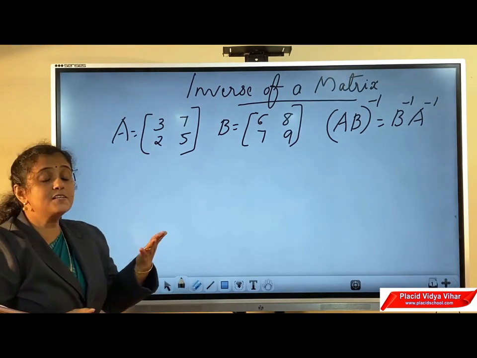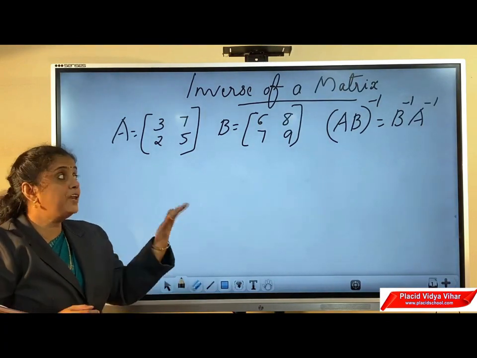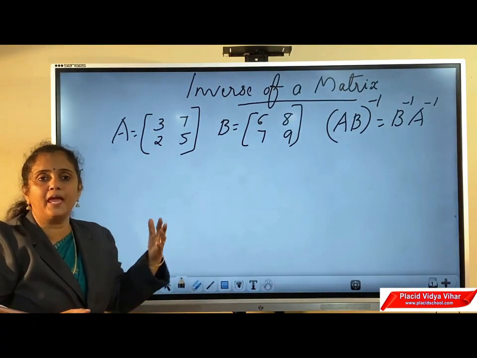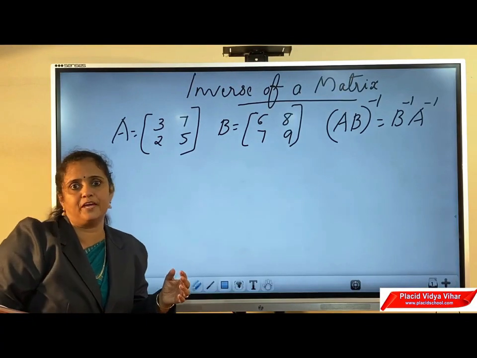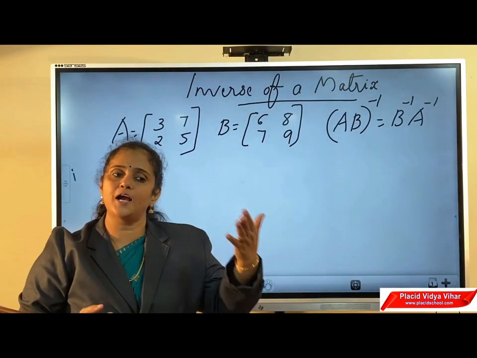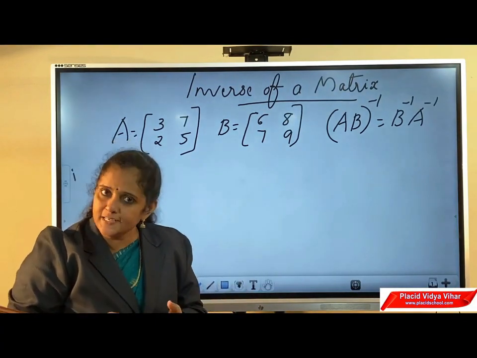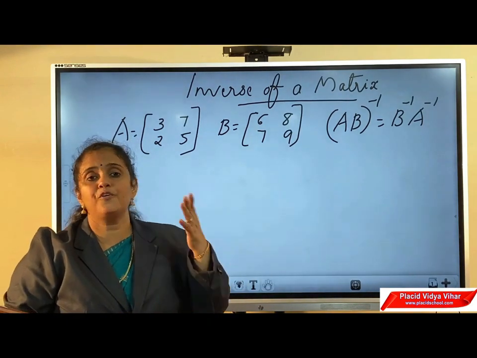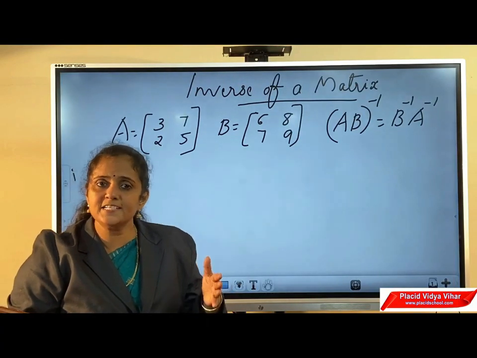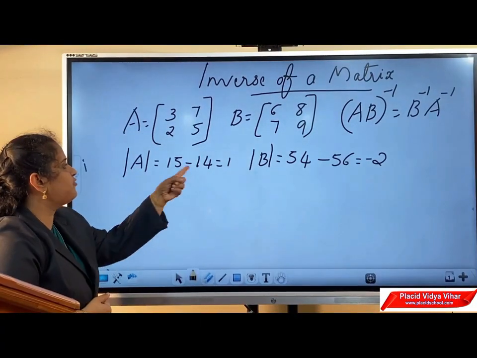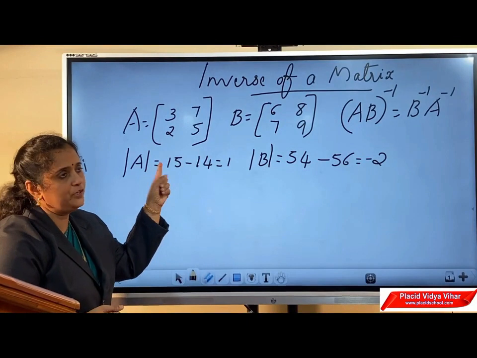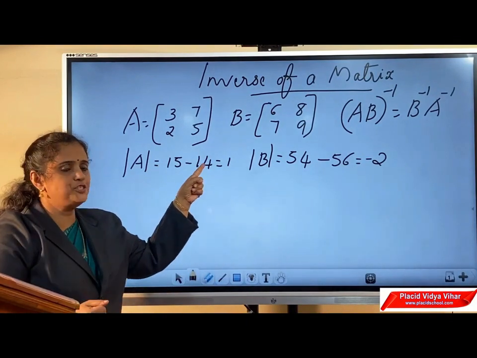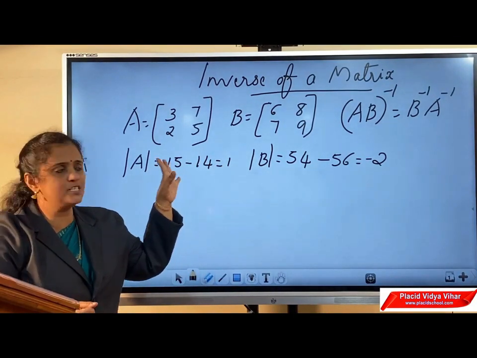We know how to find the inverse. A inverse is equal to adjoint of A divided by determinant of A. B inverse is equal to adjoint of B divided by determinant of B. (AB) inverse is equal to adjoint of AB divided by determinant of AB. Then we can find A inverse. We know that A inverse is equal to adjoint of A divided by determinant of A.